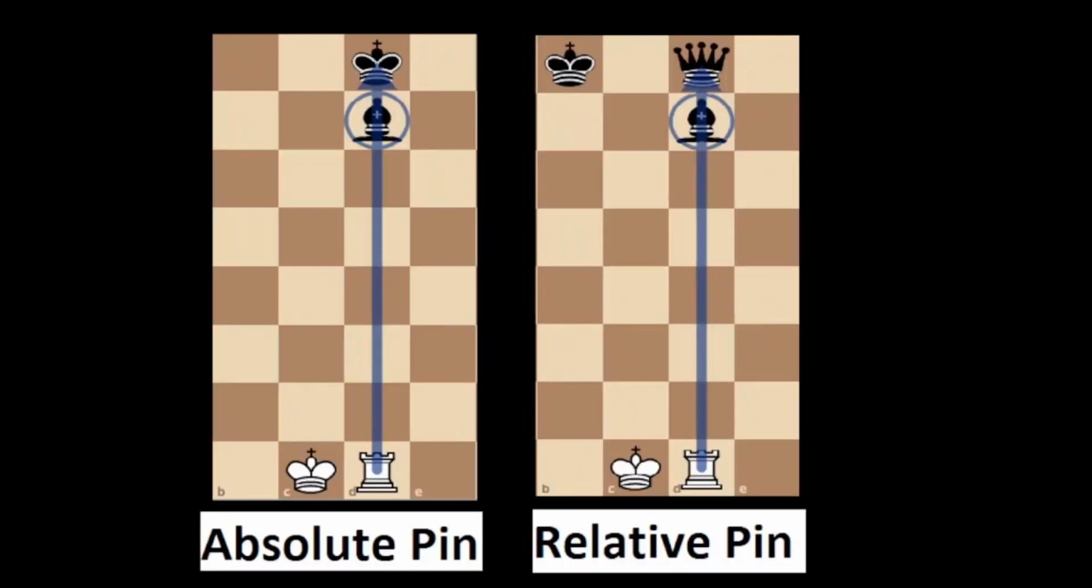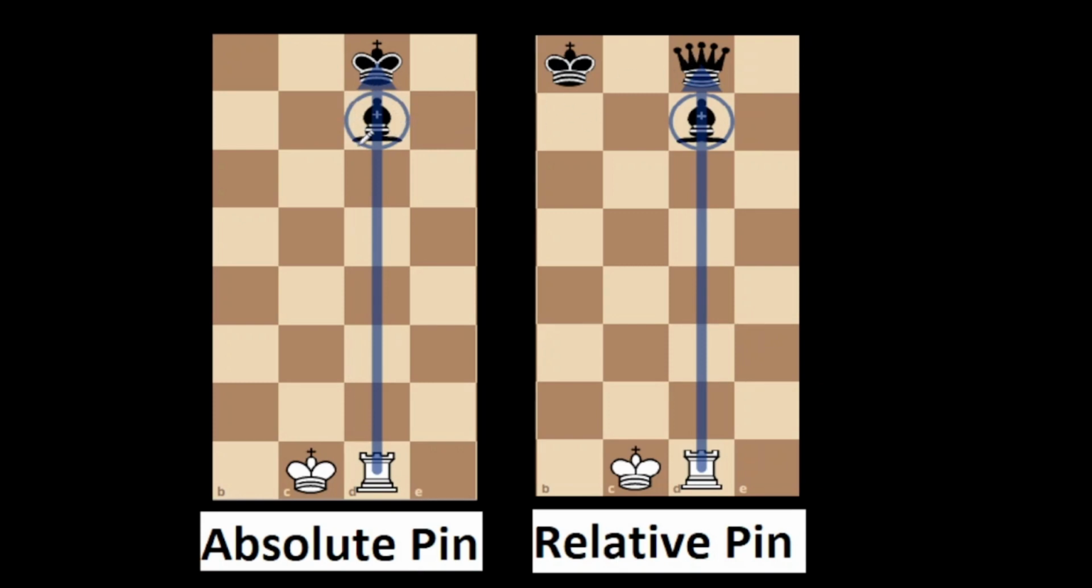Let's now look at the types of pin. We have mainly two types of pin. Look at the picture and try to find what is the difference between these two pins. In the first picture, the white rook is pinning the black bishop to the king. In the second picture, white rook is pinning the black bishop to the queen. Now what difference does this make?